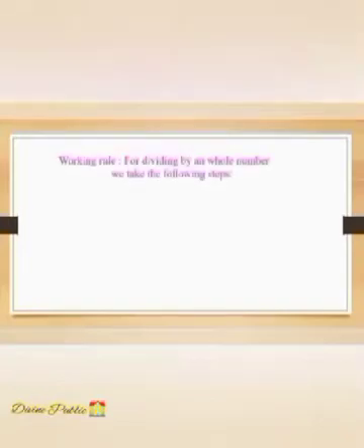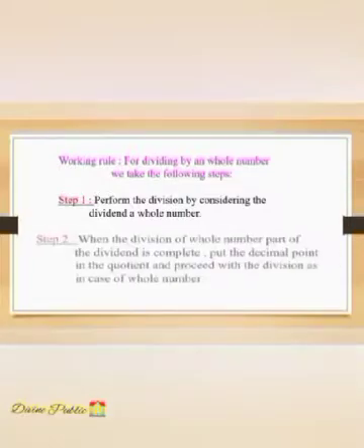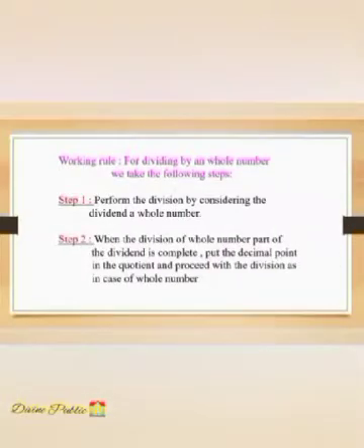Division of decimals. Dear friends, let us see the working rule. For dividing by a whole number, we take the following steps. Step 1. Perform the division by considering the dividend a whole number. Step 2. When the division of the whole number part of the dividend is complete, put the decimal point in the quotient and proceed with the division as in the case of whole numbers.